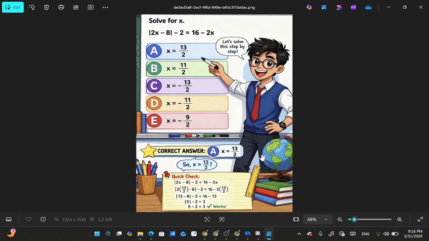Hello everyone. In this video, we will use different properties that we learned in previous videos to solve this equation that shows up here: absolute value of 2x minus 8, minus 2, equals 16 minus 2x. And to do this, let us follow the next explanation.